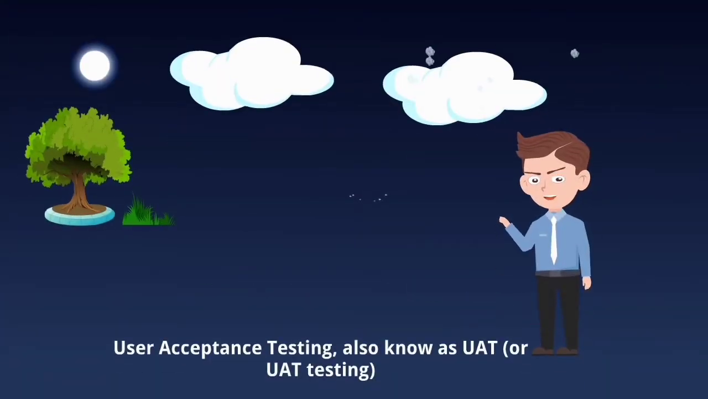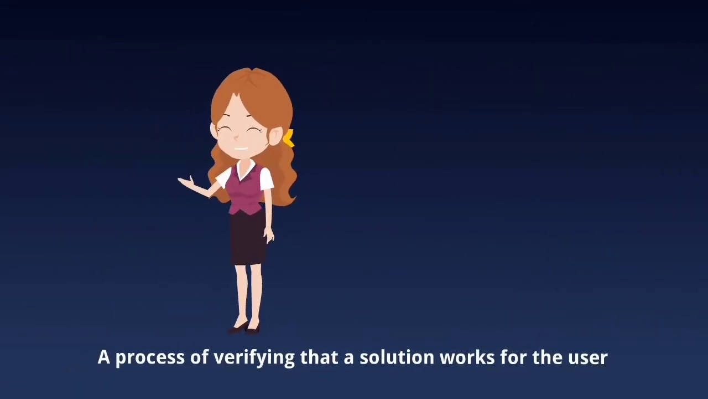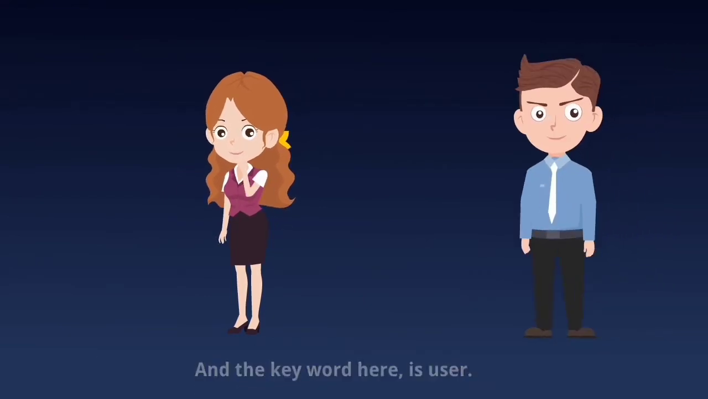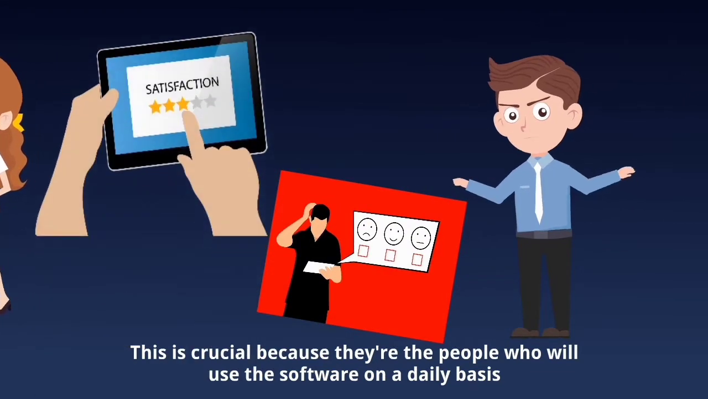User Acceptance Testing, also known as UAT or UAT testing, in a nutshell, is a process of verifying that a solution works for the user. And the key word here is user. This is crucial because they're the people who will use the software on a daily basis.